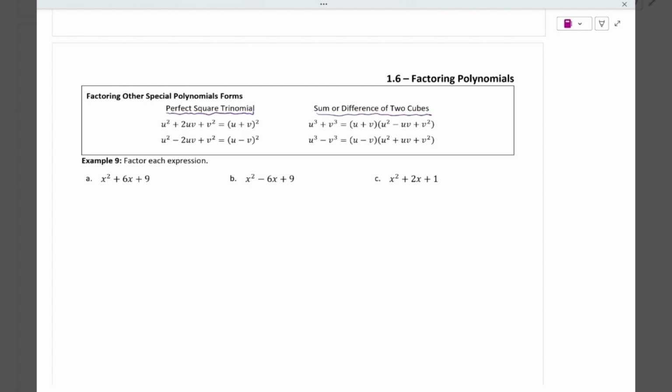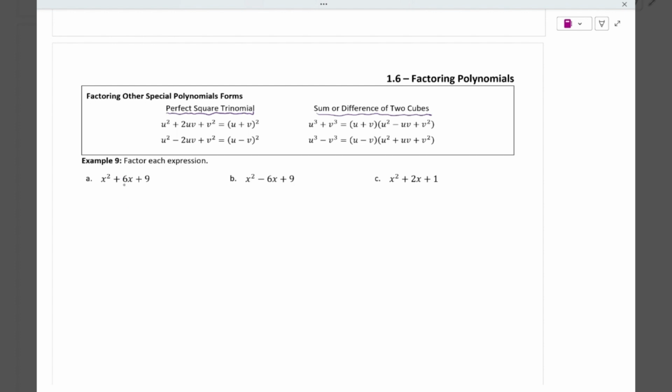So example 9, it says to factor each expression. Let's look at 9a. It's x squared plus 6x plus 9. So again, going back to our factoring rules, the first step is to always look for a GCF. When I look at these three terms, they do not have anything in common greater than 1. So there's no GCF. So then we go to step 2. Based on the number of terms, that's how I know how to factor.